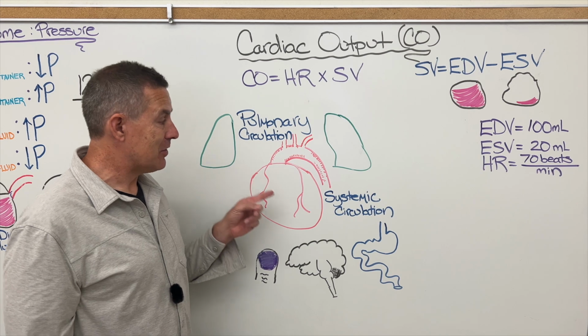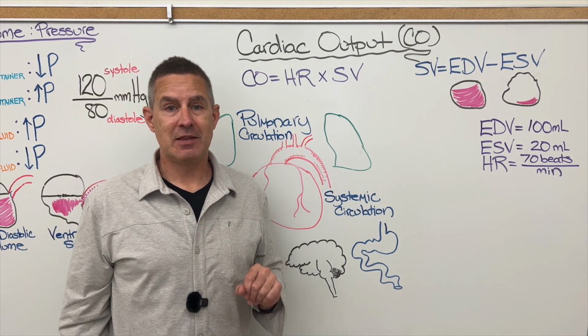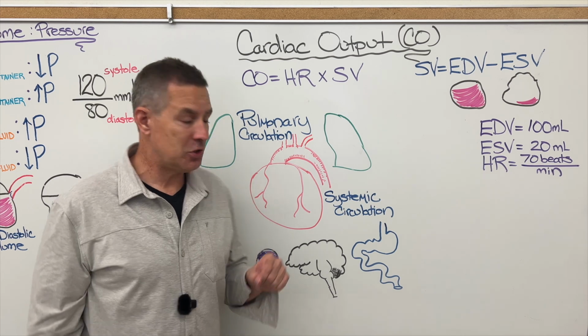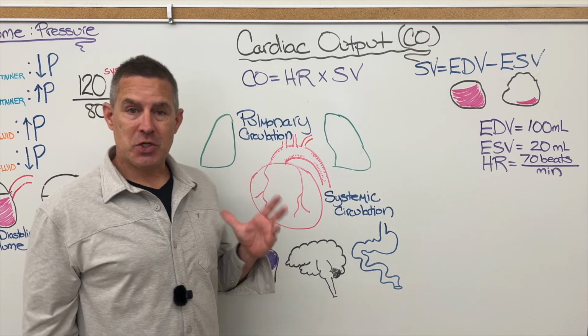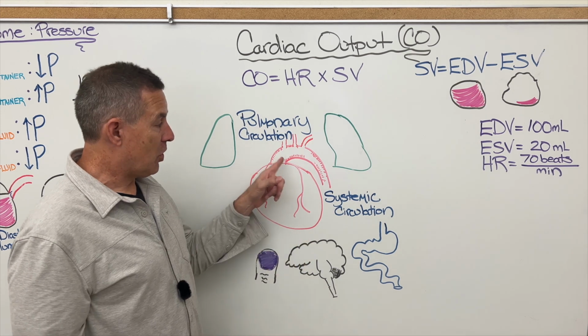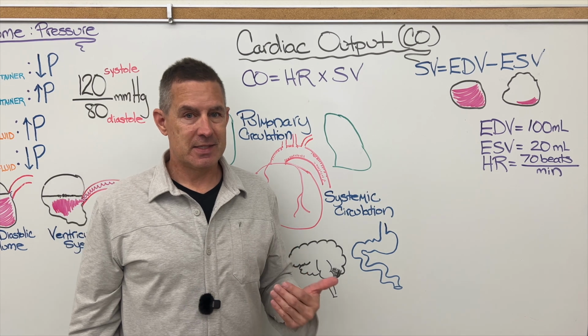And to be clear, the heart muscle, the myocardium, is also one of the tissues that the heart itself is delivering blood to. These are coronary arteries, and I realize this is a bit hard to conceptualize, but the actual heart is pumping blood to the heart muscle, and we'll get to that in a subsequent video.